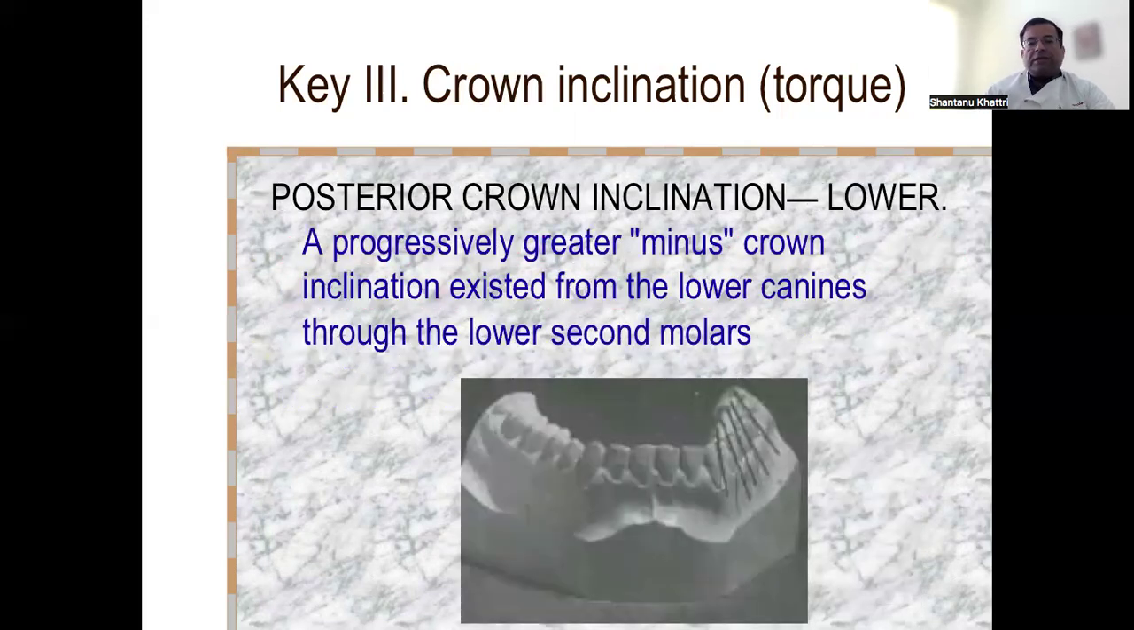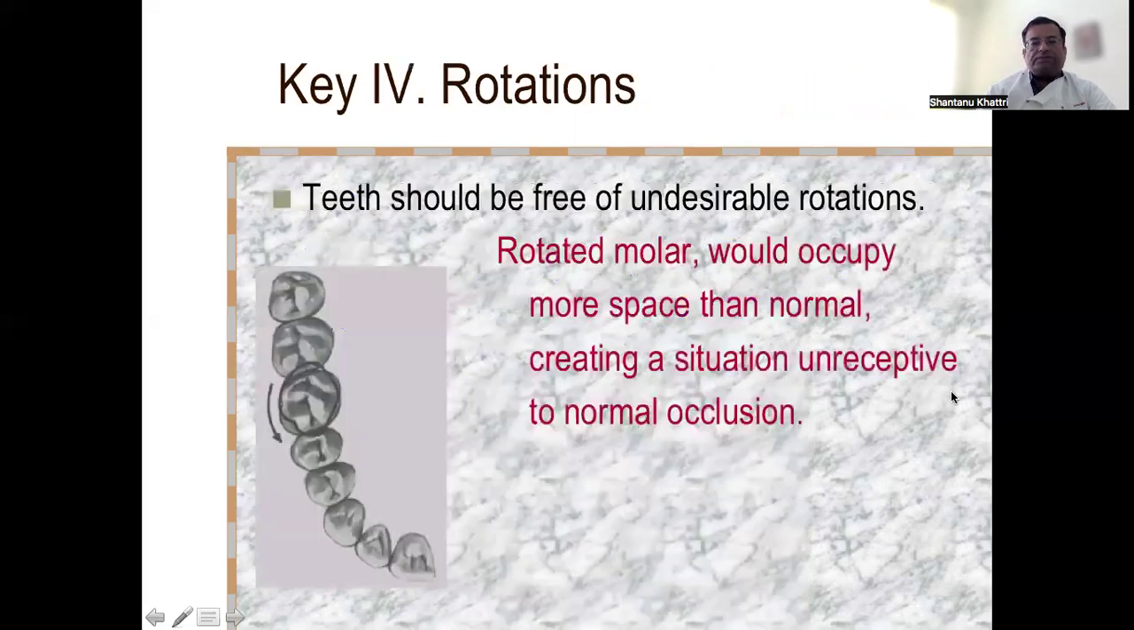Posterior crown inclination in the lower arch: a progressively greater minus crown inclination exists from the lower canines to the lower second molar. So you can appreciate the inclination of the posterior teeth in the mandibular arch.